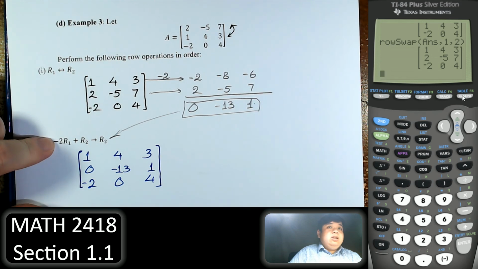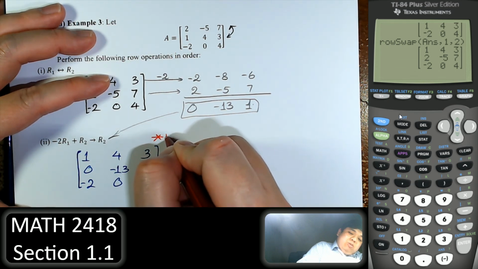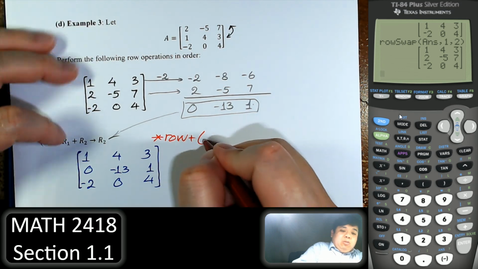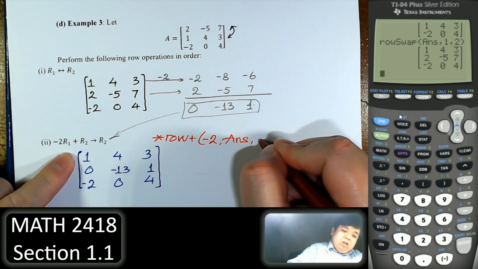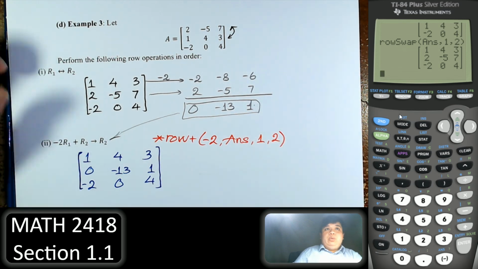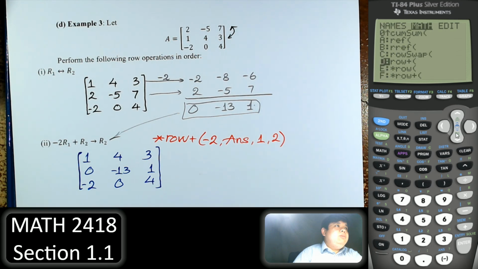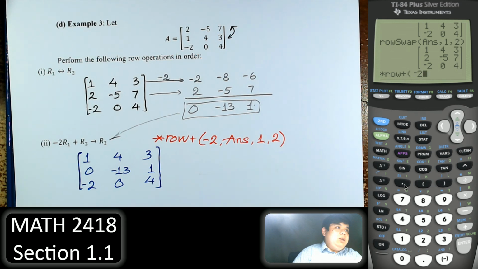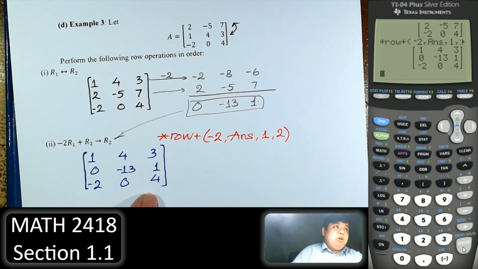Right, now we're going to do this, which is, let me write the syntax one more time. Multiply row 1 by negative 2 and add it to row 2, and replace row 2. Multiply negative 2 to the matrix from the previous stage, times row 1, add it to row 2 and replace row 2, sorry. Right, 1, 4, 3, 0, negative 13, 1, negative 2, 0, and 4.